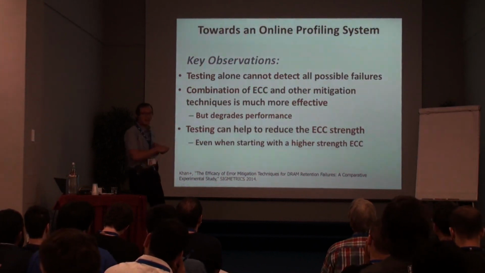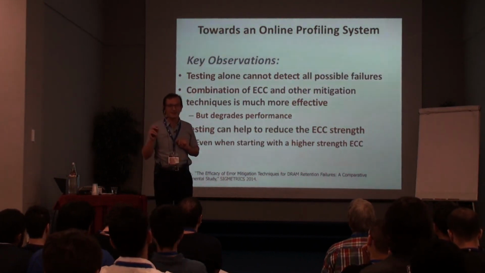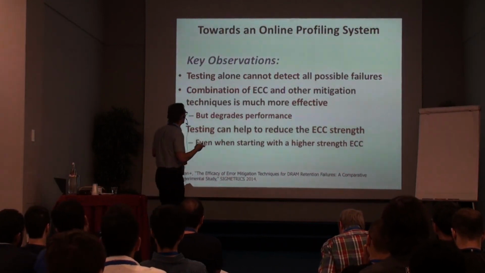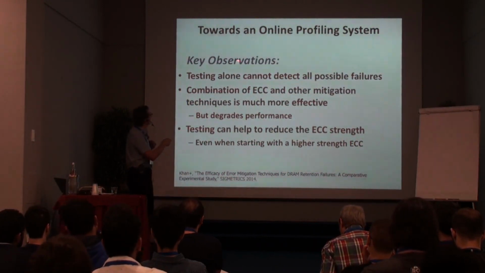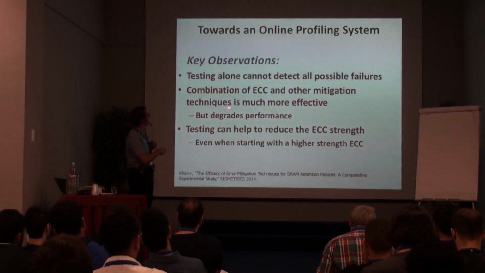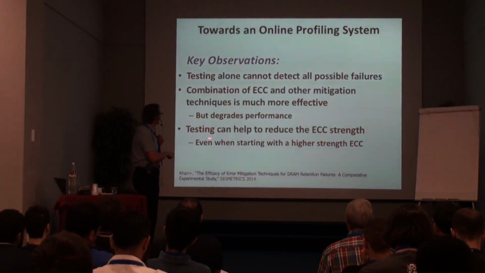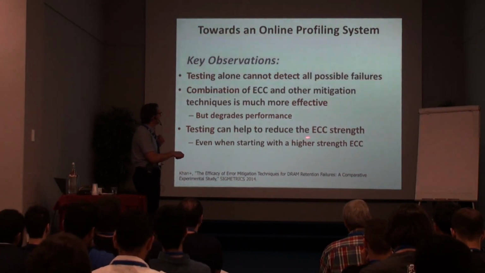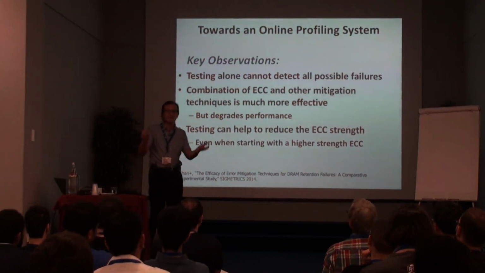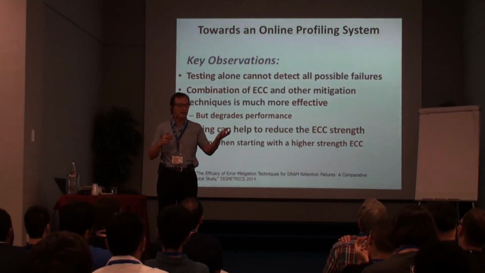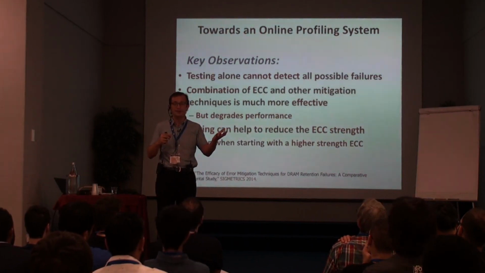So basically, you need some error correcting codes to deal with variable retention time issues because you don't know the retention time perfectly. So you need to combine them with other mitigation techniques like online profiling, but then you degrade performance, and how do you control performance? And also there's another thing, testing can help reduce ECC strength. So there's a trade-off between different approaches to solving the retention time problem.